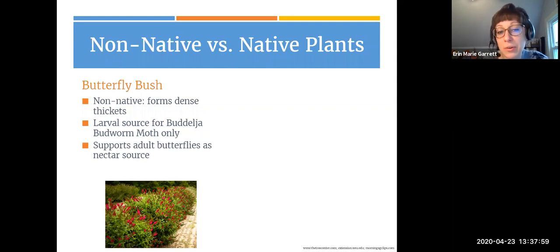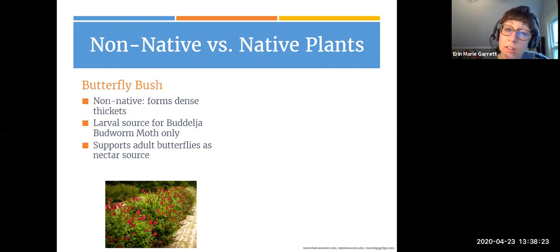So we're just going to do a quick comparison. Look at butterfly bush. I picked this comparison. We're going to compare this one with a native plant because they both have the word butterfly in them, okay? So they're being marketed as attractive to our pollinators. So butterfly bush is a non-native. Out in California, it's being watched because it's been seen to form some dense thickets if it does get out.